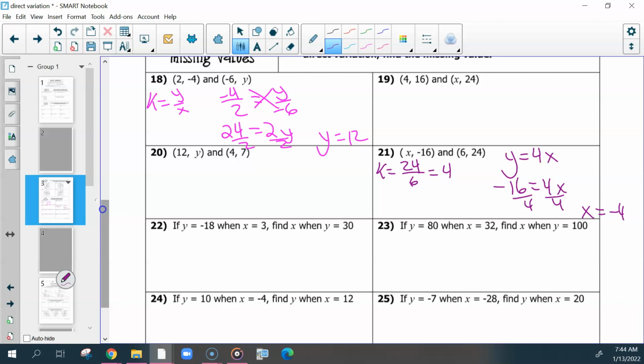I could check to make sure this still works. If I were to find my k value, negative 16 divided by negative 4 is 4, so my k works. Or I could put this back into my equation. 4 times negative 4 is negative 16. Both of those work. So you have different options. You can either set it up using a proportion, or you can find your constant k, find your equation, and then solve your equation for whatever missing variable you need.